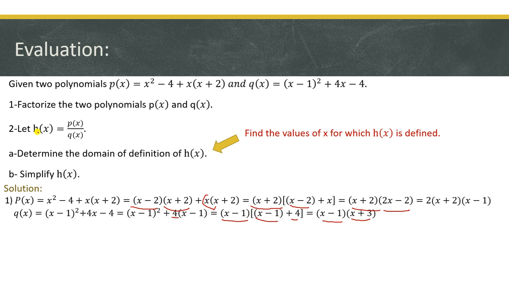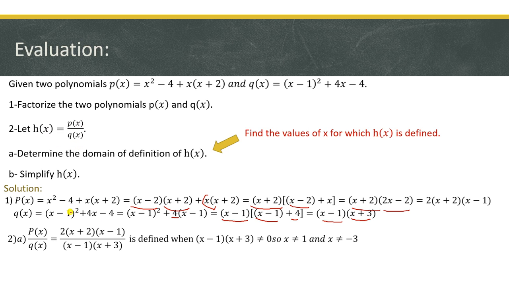Now we have h of x equal p of x over q of x. Okay, so replace p of x and q of x by the factorized form. P of x over q of x equal to 2 into x plus 2 into x minus 1 over x minus 1 into x plus 3. This is p of x. This is q of x. Okay. The domain of definition: find the values of x for which h of x is defined. So, I will take the denominator does not equal to 0.